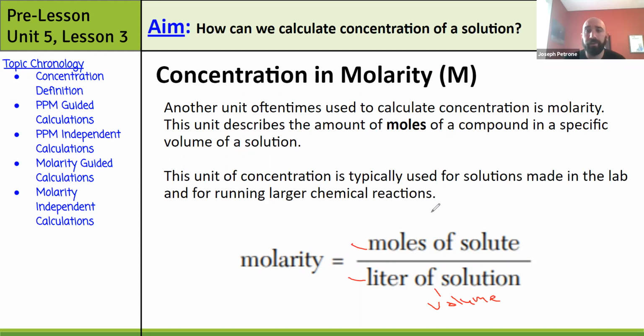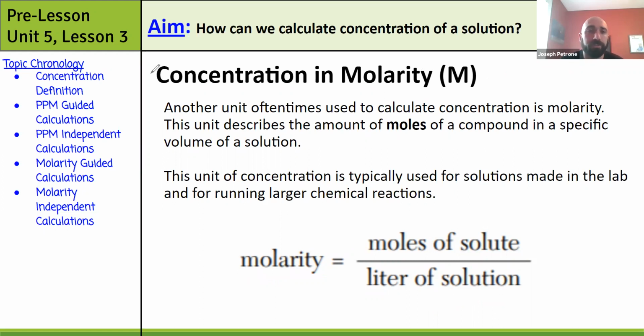Now, this particular unit is usually used for solutions that are made in the lab or for running larger chemical reactions. Again, parts per million is for looking at small things like contamination, whereas molarity we use in the lab when I say, I need a solution to make for this particular reaction, I need this specific molarity for it. And just a note, we use the abbreviation capital M for molarity, or also moles per liter. Those are a couple of different ways to look at the units.